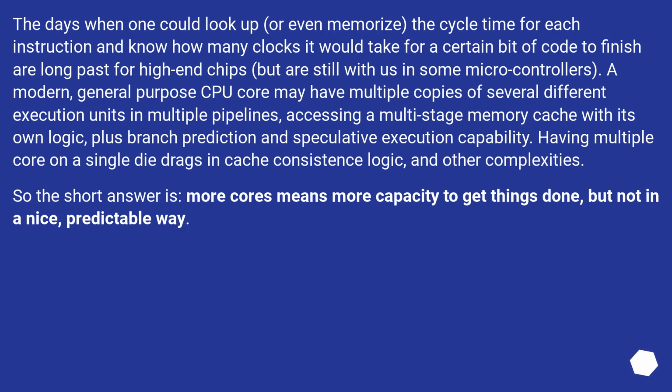The days when one could look up, or even memorize, the cycle time for each instruction and know how many clocks it would take for a certain bit of code to finish are long past for high-end chips, but are still with us in some microcontrollers. A modern, general-purpose CPU core may have multiple copies of several different execution units in multiple pipelines, accessing a multi-stage memory cache with its own logic, plus branch prediction and speculative execution capability. Having multiple cores on a single die drags in cache consistency logic, and other complexities. So the short answer is, more cores means more capacity to get things done, but not in a nice, predictable way.